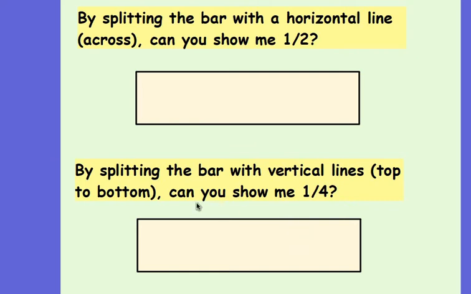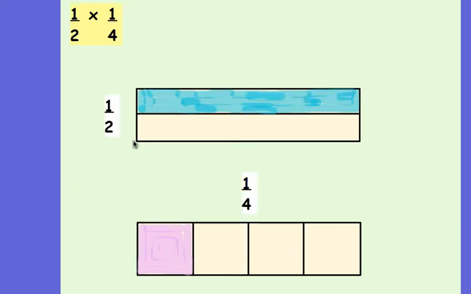Right, let's have a look at the answers. So to show a half, I would have split the bar acrossways and shaded in the top part. To show a quarter, I needed to split it top to bottom into 4 pieces and shade in one of those pieces. Let's use this to solve 1/2 multiplied by a quarter.